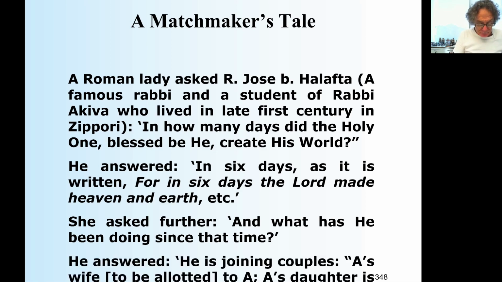He answered, a Roman lady, he answered, he is joining couples. A's wife to be allotted to A. A's daughter is allotted to B. So and so's wealth is for so and so, etc. So he's joining couples.